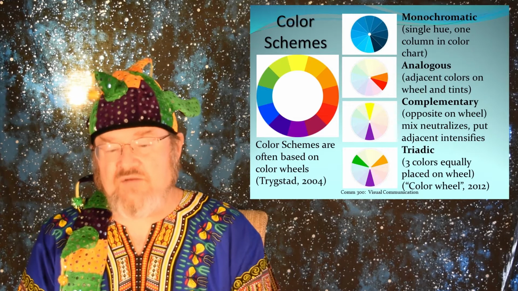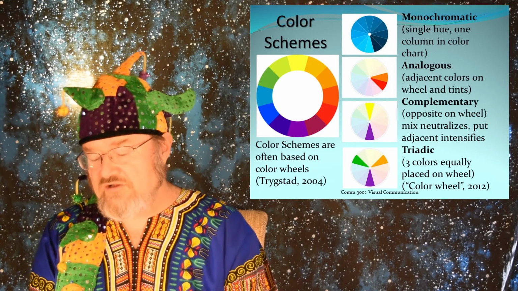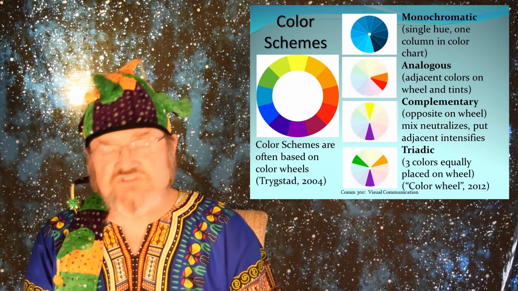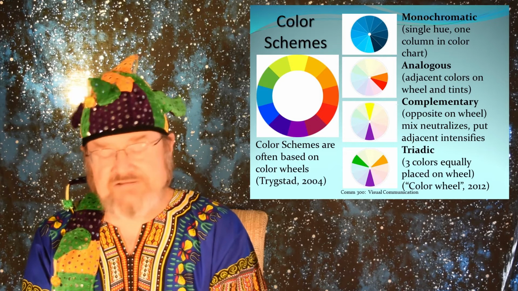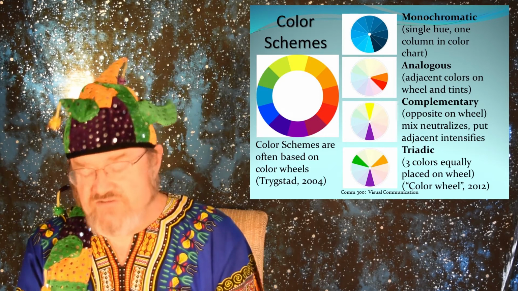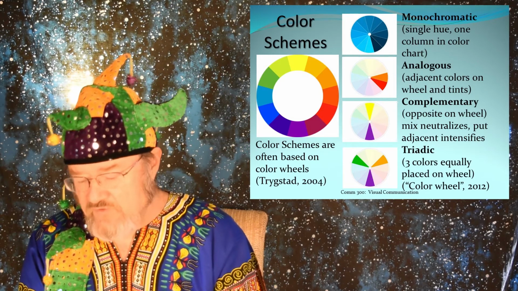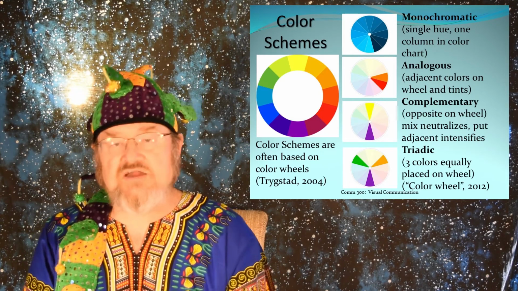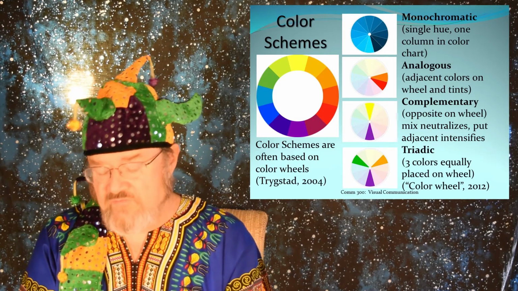When we look at color schemes, they help us talk about how combinations of colors work together. And so if we look at a color wheel, there's monochromatic, which is a single hue, but has different values, right? And then we have analogous colors, which are adjacent on the wheel. Complementary, which are opposite on the wheel. And then triadic, when you have three equally spaced colors from the color wheel.